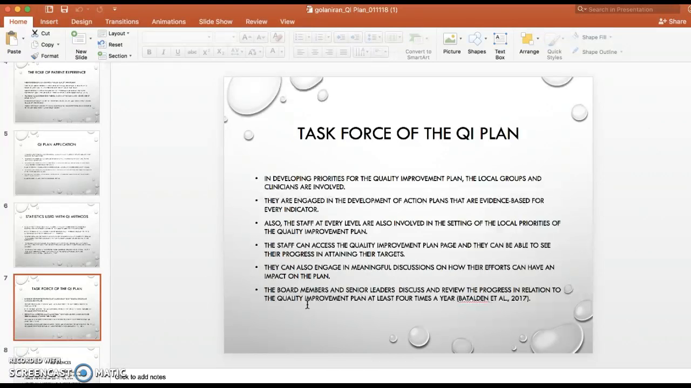The staff can access the quality improvement plan page and they can see the progress in attaining their target. They can also engage in meaningful discussion on how their efforts can have an impact on the plan. The board members and senior leaders discuss and review the progress in relation to the quality improvement plan at least 4 times a year.